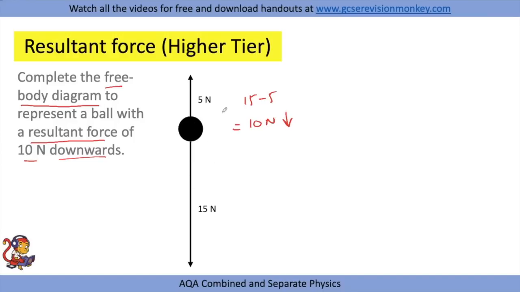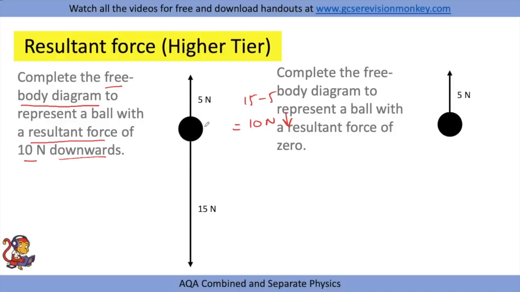And this could well be a scale diagram where you'd have to really accurately draw the arrow in an exam. The second question says complete the free body diagram to represent a ball with a resultant force of 0. So this is just checking your understanding. If there's 5 newtons upwards, to get a resultant force of 0, there must be a 5 newtons force downwards.